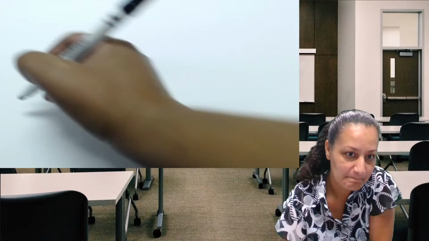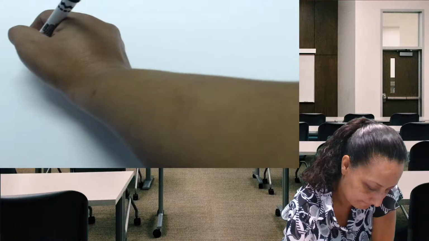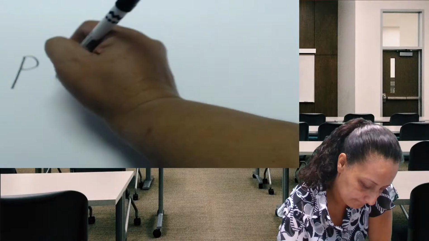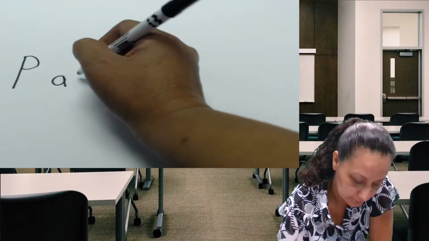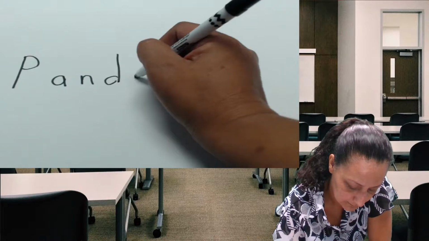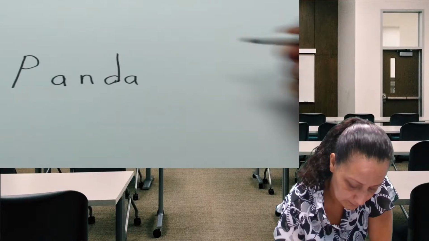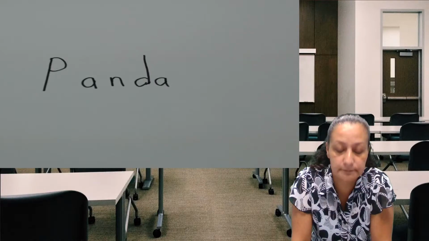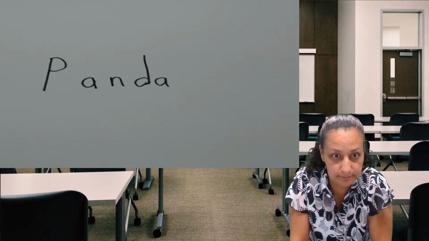Let's start writing the word panda, and Hector is gonna help me. So we're going to do all the words lowercase. It's going to be lowercase p, lowercase a, lowercase n, lowercase d, and lowercase a. So all our words are lowercase, and our a's are a little bit different than the normal. We're gonna leave it here for a little second while you guys copy the word panda.